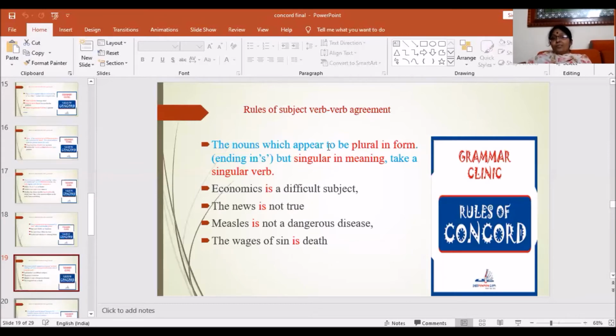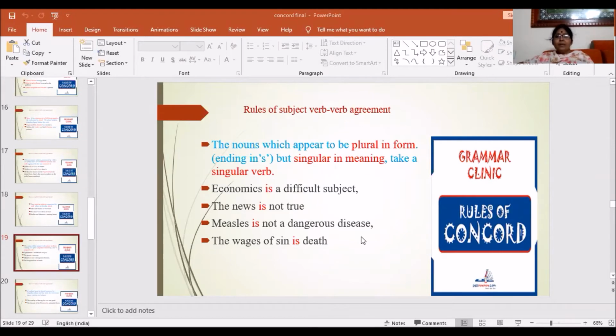The nouns which appear to be plural in form, ending in S, but singular in meaning, take a singular verb. For example, economics is a difficult subject. Economics looks like it's a plural form, right? But it is singular in meaning, right? So we have to use our helping verb is. Similarly, the news is not true. When we look at the word news, it looks like a plural word, but the meaning is single, right? So we have to use our helping verb is.